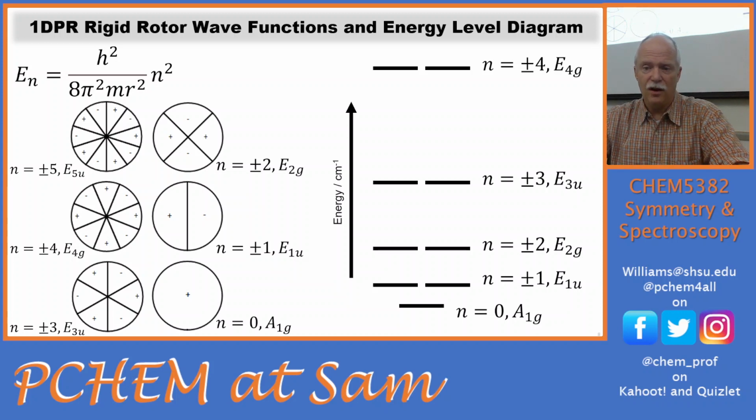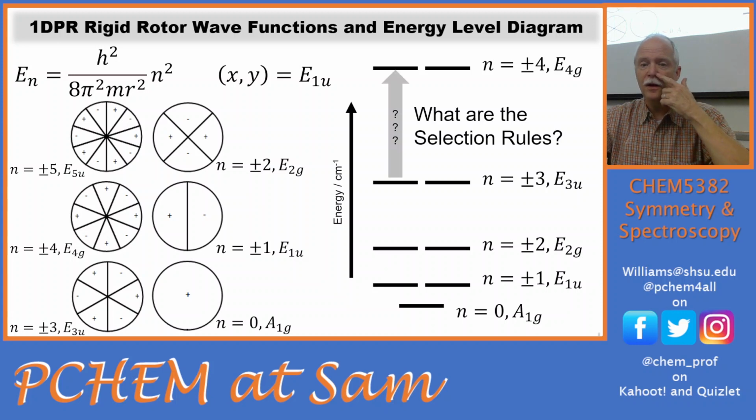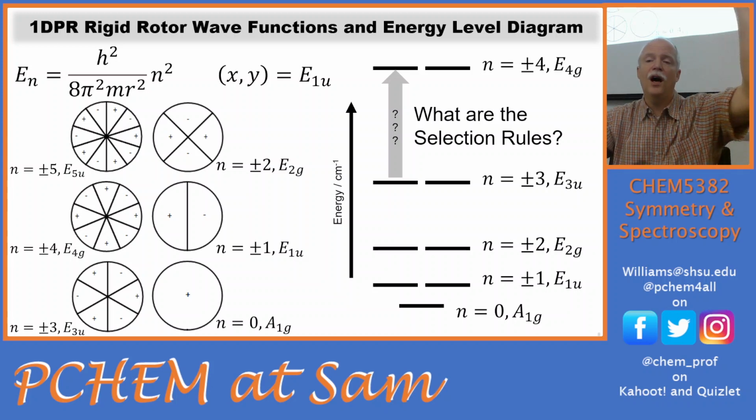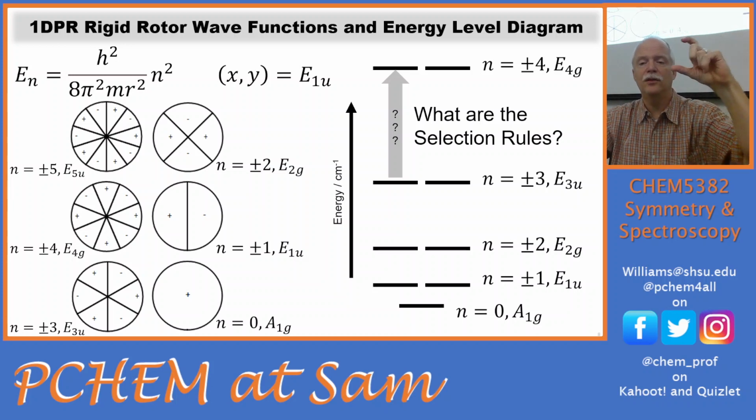So here are our wave functions. This is the energy level diagram. And so what we want to know is, with this XY light, E1U, what are the selection rules? Do we change by 1 quantum, by 2, by 3? Is it like the particle in a box where we can go to all odd transitions? Is it like Raman where we can go to even transitions? Or is it even more restrictive than that?